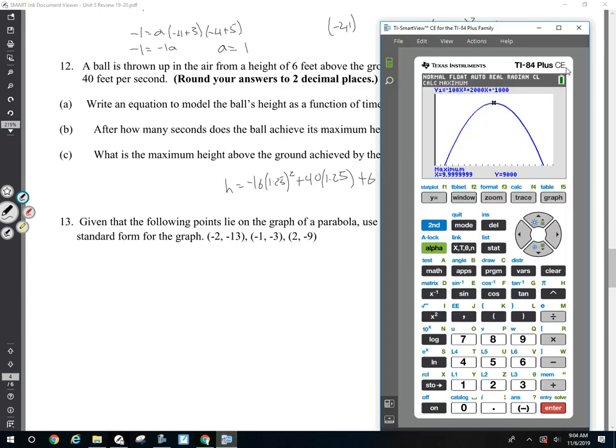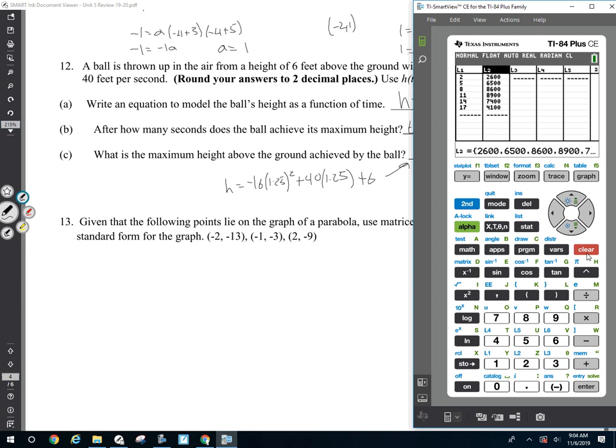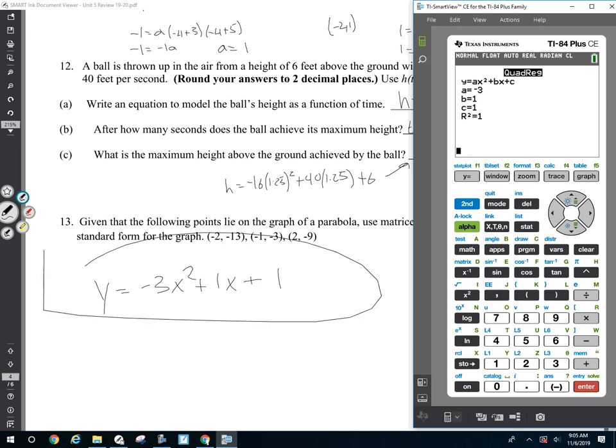Now for you guys, I don't want you to have to do this using a matrix. Instead, we will plug in these 3 points and do a quadratic regression. If r squared is 1, we will have our correct equation. x values: negative 2, negative 1, 2. And to the right, y values: negative 13, negative 3, negative 9. I'm going to stat calc, quad reg, enter, enter, and look, r squared is 1, boom, I got my equation. That's what I'd want you to do: y equals negative 3x squared plus 1x plus 1. Do that.